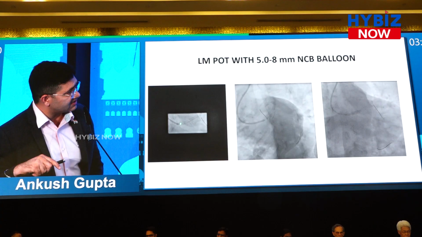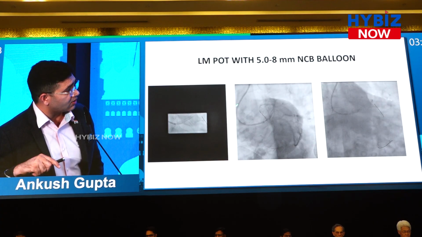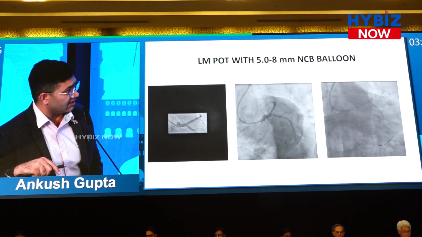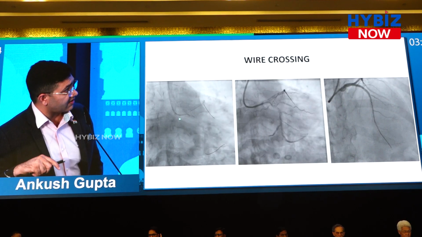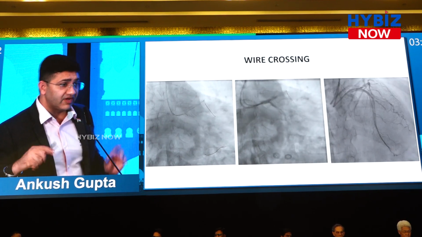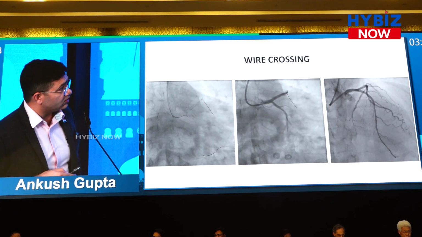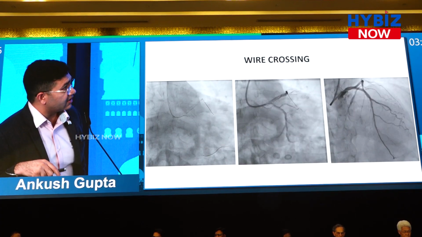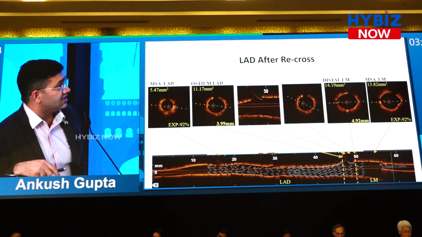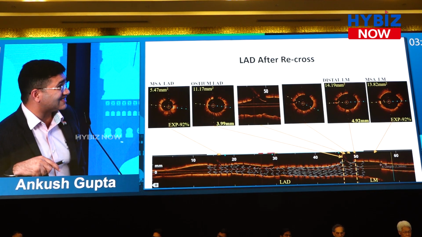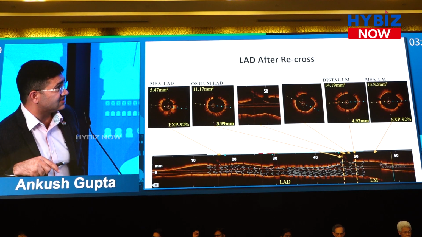I am placing my POT balloon, distal marker not crossing the carina. Now I am trying to go through the distal stent struts. Whenever you are going for KBI in a provisional strategy, you have to go through the distal stent struts. So in this case, we saw this in the L mode.